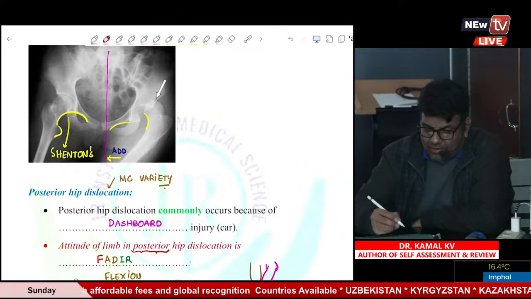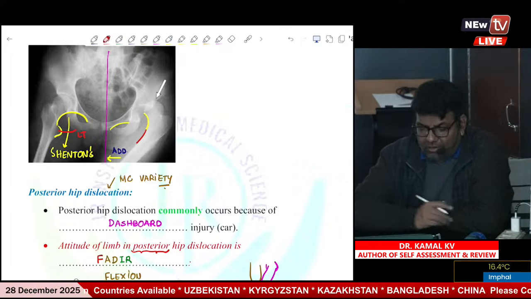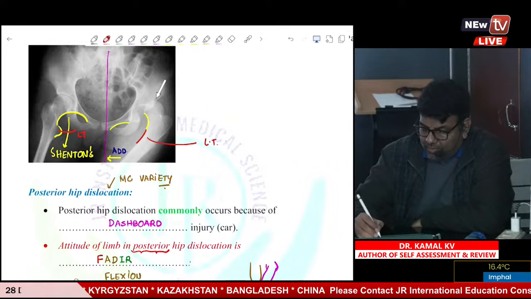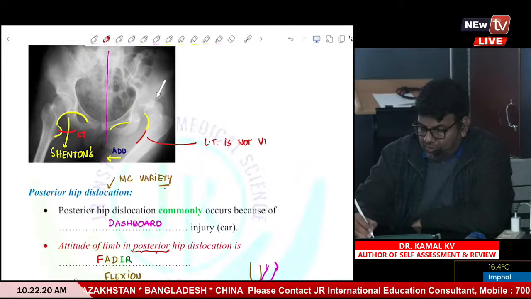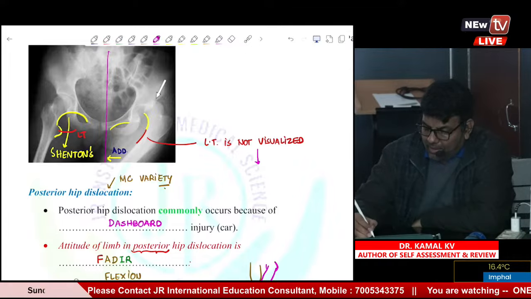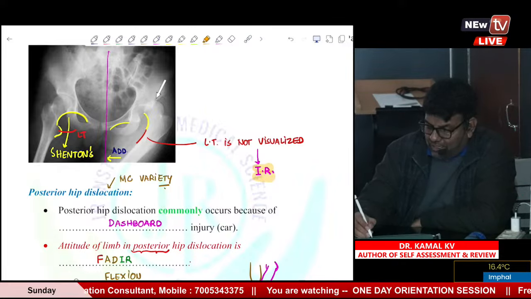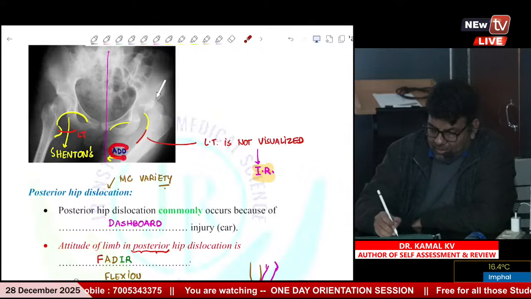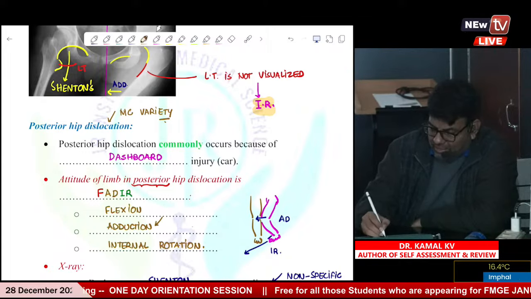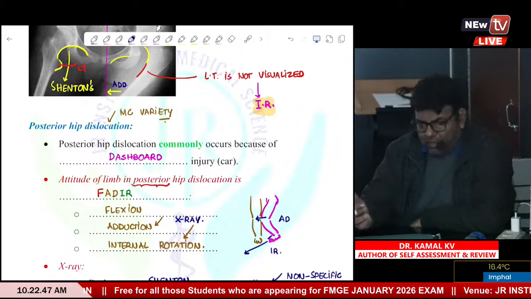And thirdly and most importantly, what prominence is this? This is the lesser trochanter. Now look here, on this side we cannot see the lesser trochanter. So the lesser trochanter is not visualized, and this means that there is which deformity? Internal rotation. So on X-ray, two deformities we can see: internal rotation, and the second deformity is adduction. So these two are visualized on X-ray. So it is very easy to diagnose clinically.